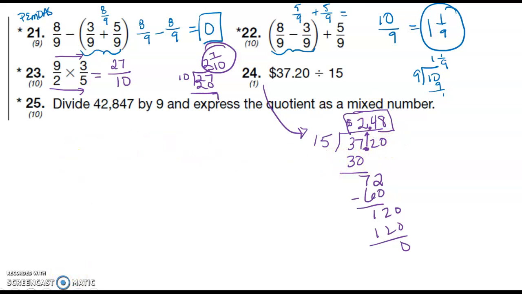All right, number 25. Divide 14,847 by 9 and express the quotient, which is the answer to a division problem, as a mixed number. So 14,847, we got this. 9 times 4 is 36, 5 is 45. So this is going to be 4.